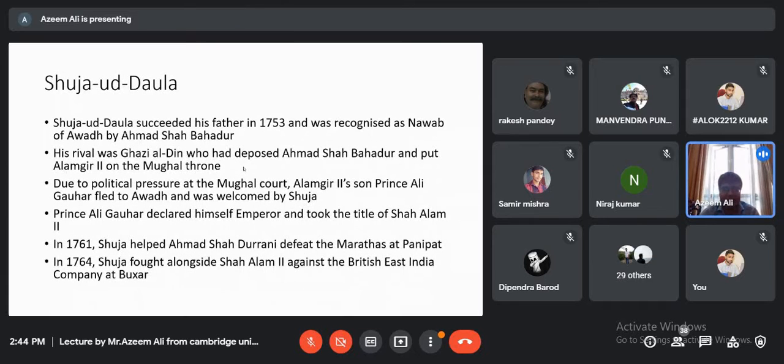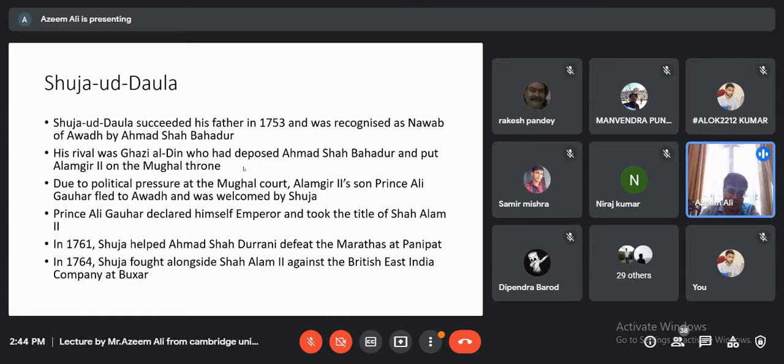Shuja-ud-Dawla succeeded his father in 1753 and was recognized as Nawab of Awadh by Ahmad Shah Bahadur. His rival was Ghazi al-Din, who deposed Ahmad Shah Bahadur and put Alamgir II on the throne. Due to political pressure at the Mughal court, Alamgir II's son, Prince Ali Gohar, fled to Awadh and was welcomed by Shuja-ud-Dawla. And Prince Ali Gohar declared himself Mughal emperor and took the title of Shah Alam II.